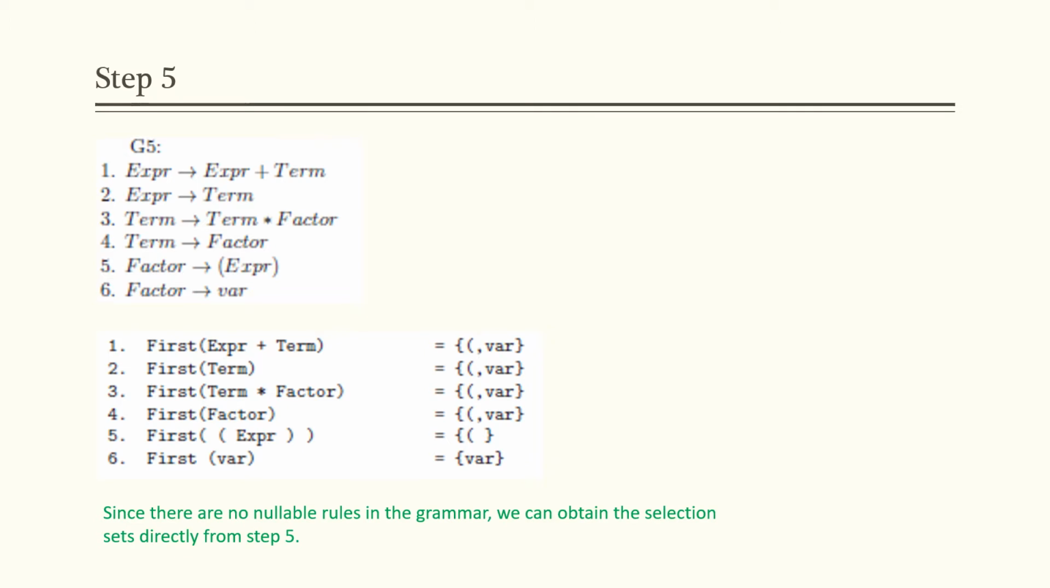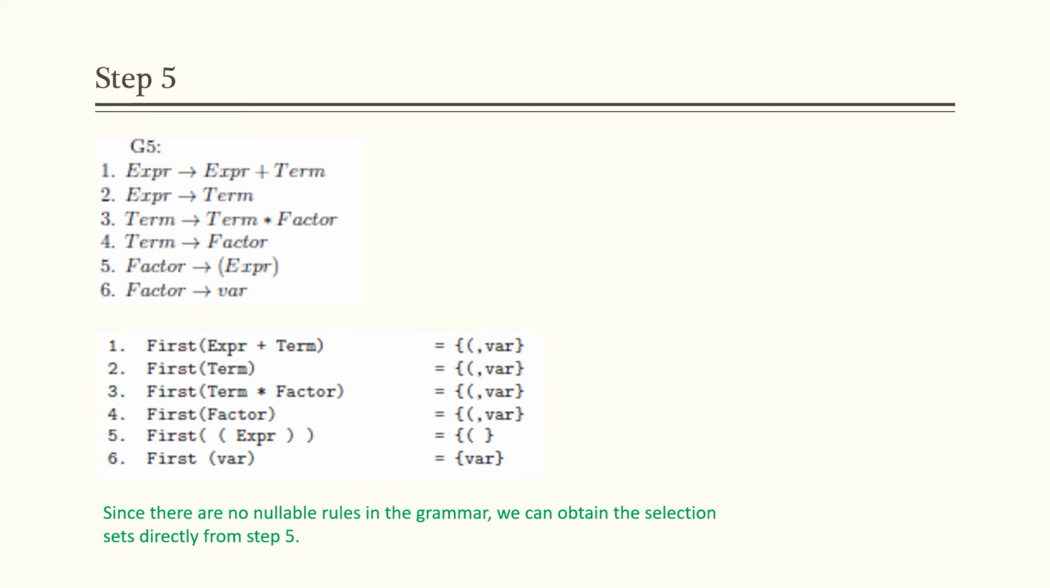Okay, for the detailed process you can look into our previous video on the LL1 for the detail of how to get it for each of the rules here. We need to have a union operation, something like that. So this is the result for the first for each of the rules, step number 5.